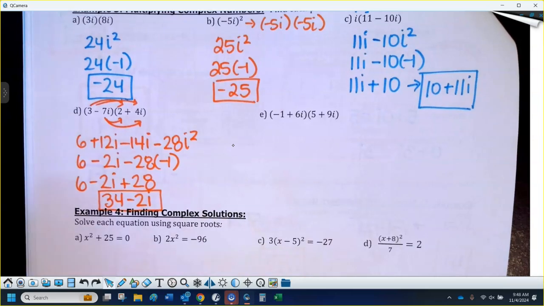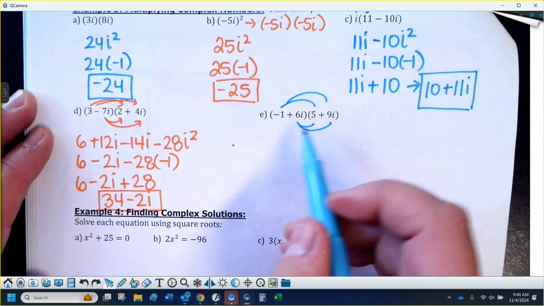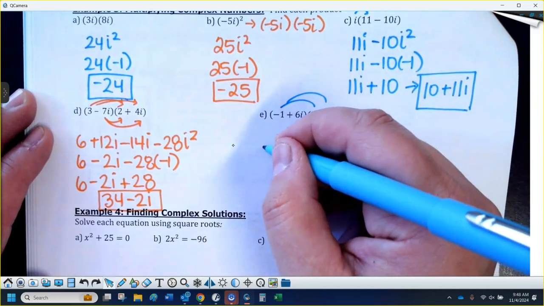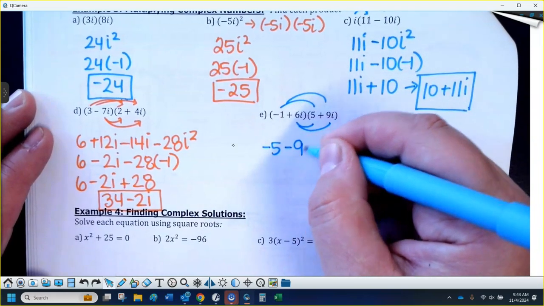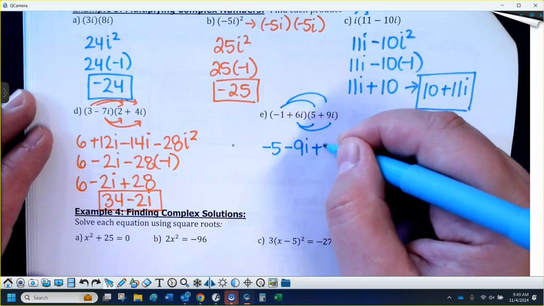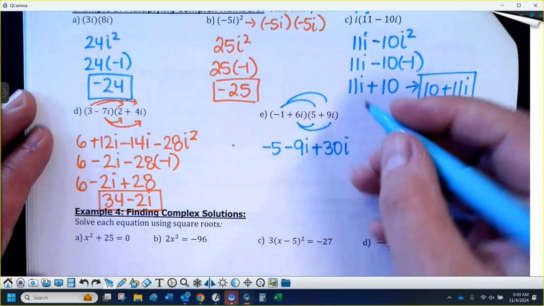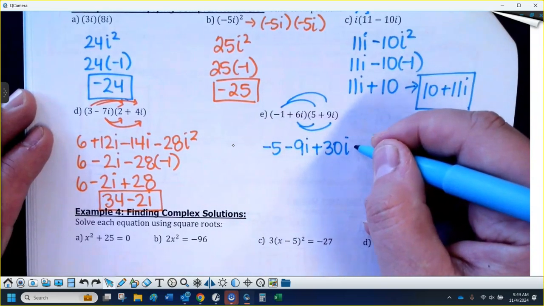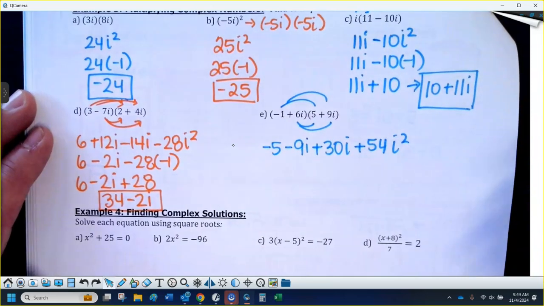And I've got one more, and then we'll actually apply this to our quadratic equations. Okay, -1 times 5 is -5. -1 times 9i is -9i. Then I have 6i times 5, so I'm going to get 30i, that'll be positive. And then 6i times 9i, I'm going to do 6 times 9, so I'm going to get 54. And then i times i becomes i squared.